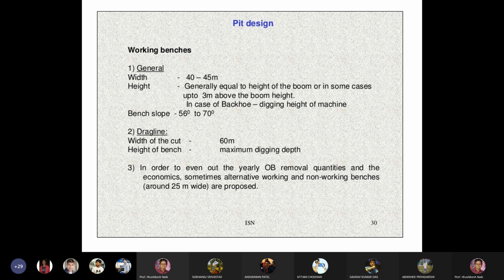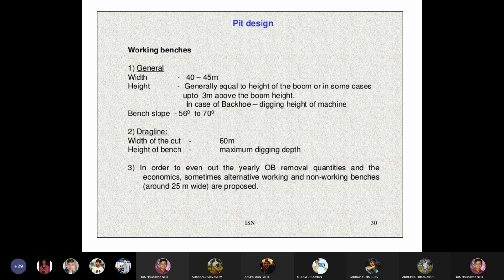The bench width should be 40 to 45 meter in general. Height should be generally equal to height of the boom, or in some cases up to 3 meter above the boom height. In case of backhoe, if you are operating backhoe, digging height of machine will decide the height of the bench. And the bench slope angles can go up to 70 degree, 56 degree to 70 degree. And if you are working with a dragline machine, width of the cut is 60 meter, height of the bench is maximum digging depth of the dragline.